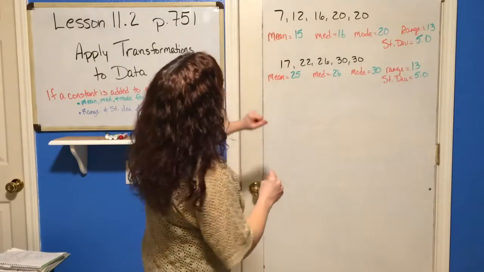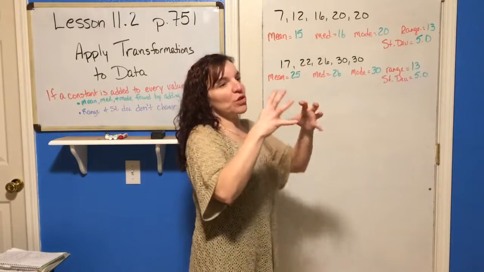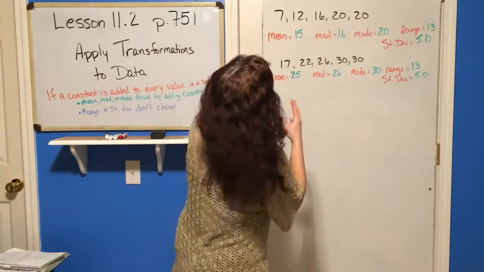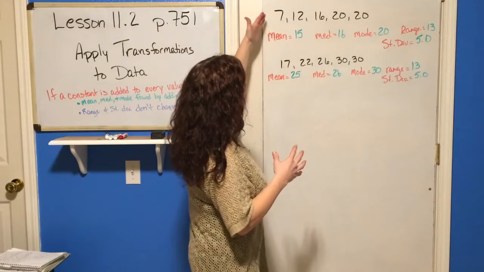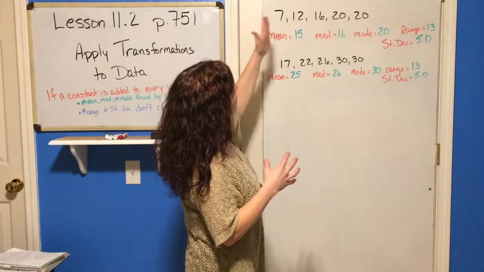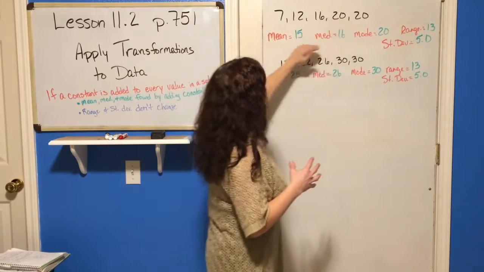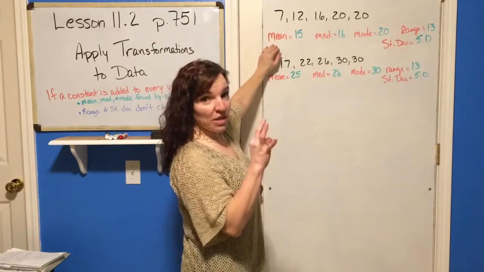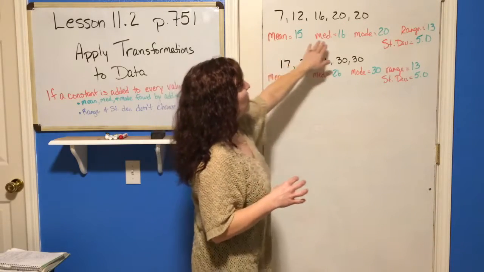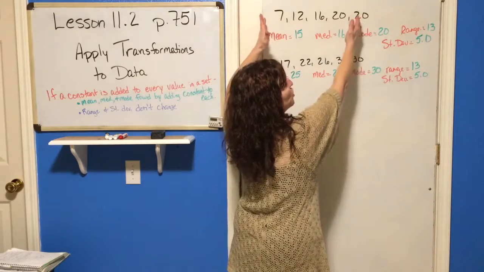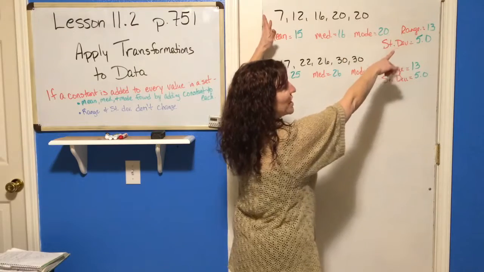So what we mean by that is we're going to do the same thing to everything in a group of data. So let's just look. In this case, real quickly, I've got the numbers 7, 12, 16, 20, and 20. Of those 5 numbers, the mean is 15. The median is 16. The mode is 20. The range is the difference, remember, from the largest to the smallest, and that's 13.